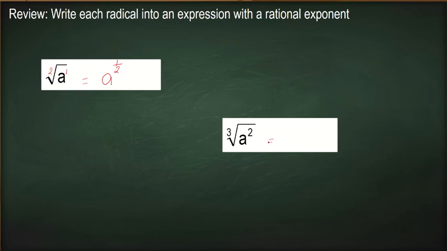Same is true with cube root of a squared. We copy the radicand as our base. We take the exponent as the numerator. And we take the index as our denominator. Now remember that any term raised to a fractional or rational exponent can be expressed as a radical.